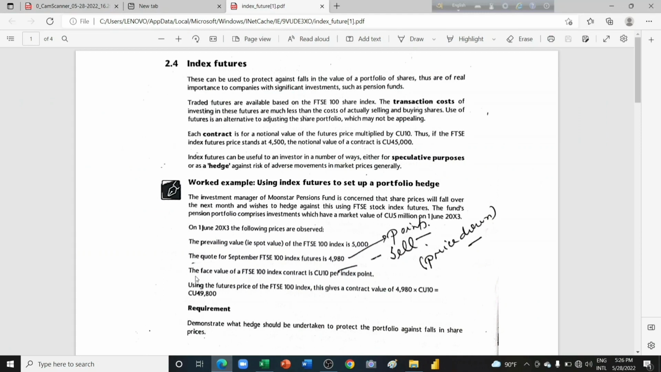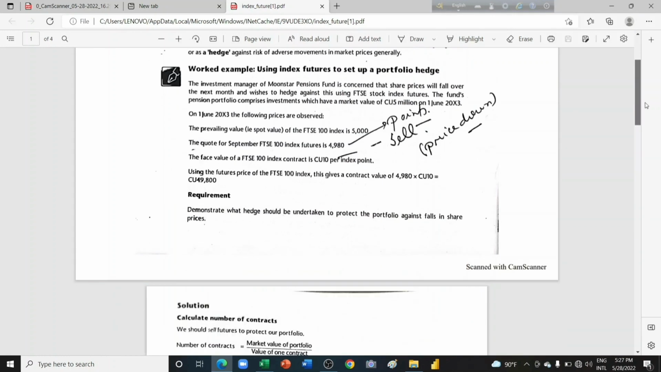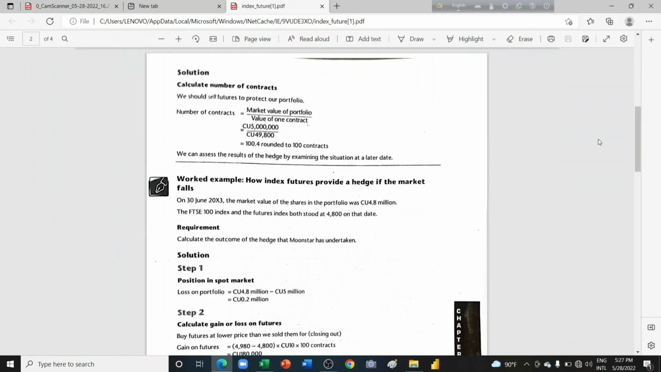As we have already mentioned, the face value of each FTSE 100 index contract is USD $10 per index point. I've already explained that. Now, using the futures price of FTSE 100 index, this gives a contract value of 49,800 USD. We have already explained that too. So now, what would happen to us? First, we need to calculate the number of contracts we need here.